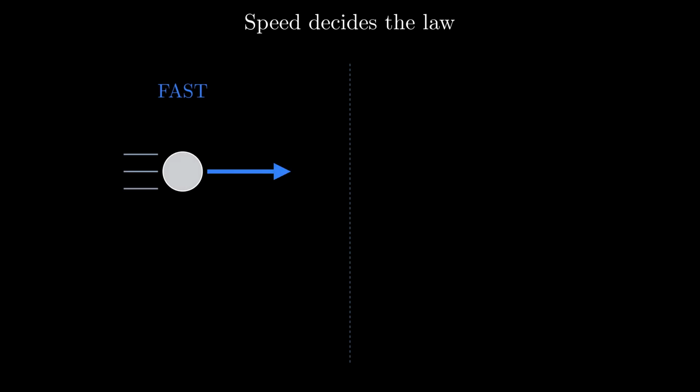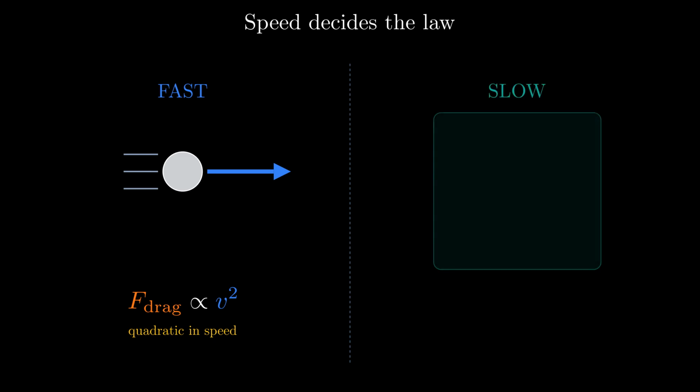The key to taming this complexity is speed. For a rapidly moving object, like a ball thrown through the air, the drag grows with the square of the speed. For a very slowly moving object, like a grain of sand settling through water, the drag grows only in direct proportion to the speed. Fast and slow obey different mathematics, so we treat them separately.